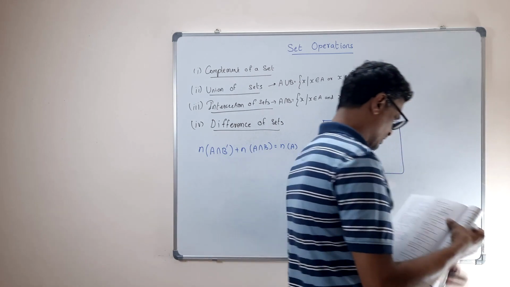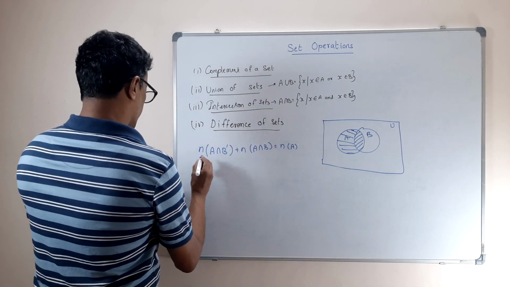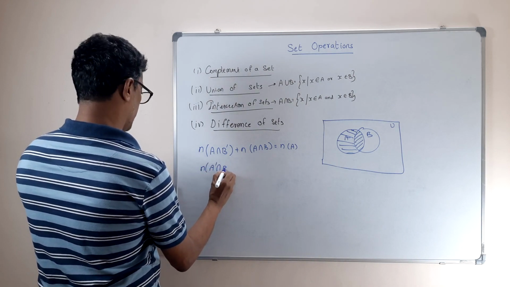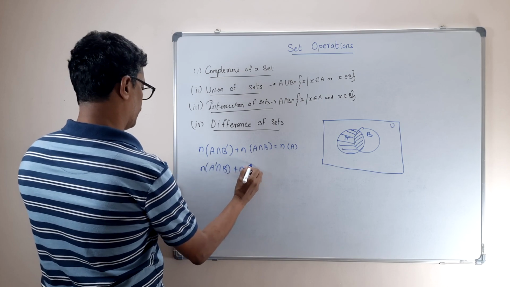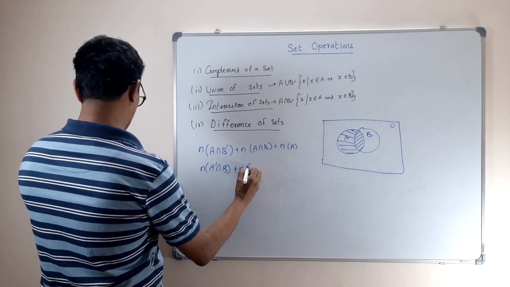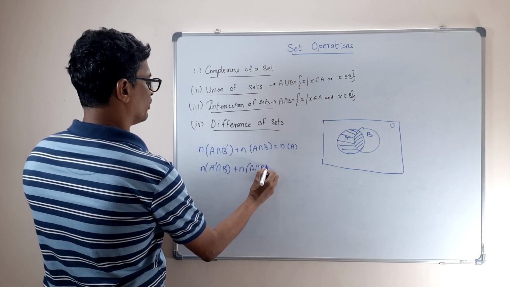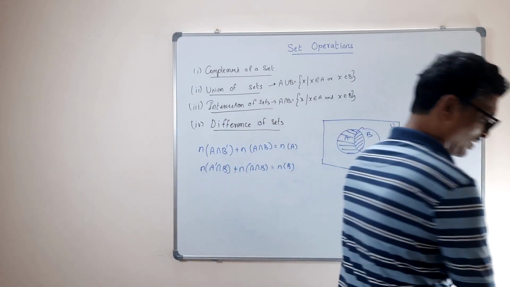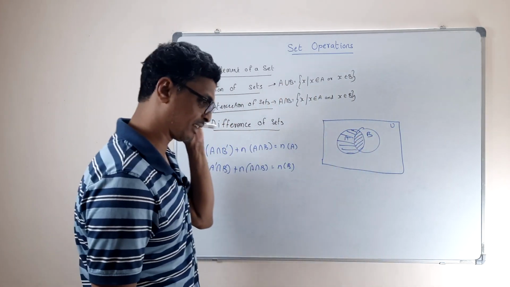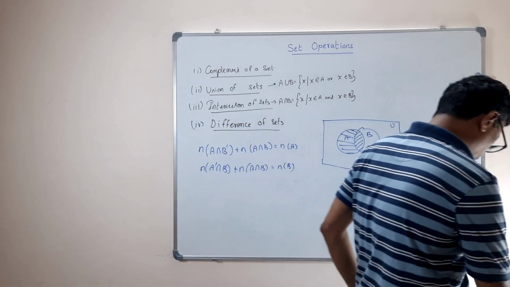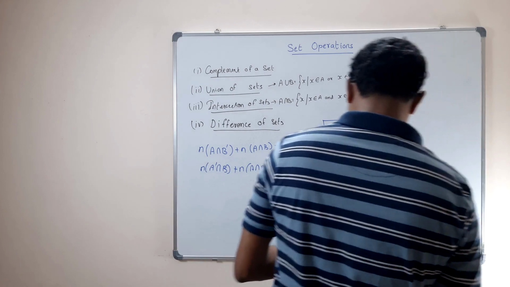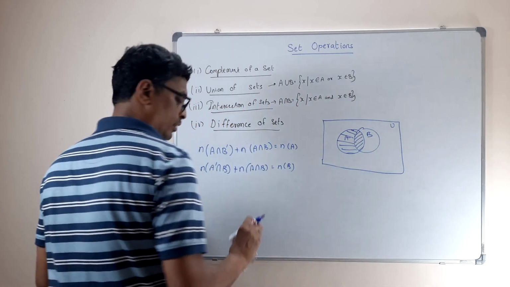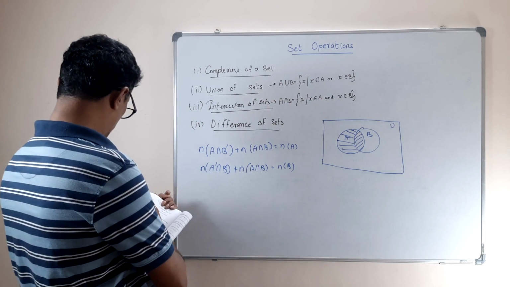And then N of A complement intersection B plus N of A intersection B will be equal to N of B. That's exactly the opposite, the same thing. Okay, you can work it out. That's one property. And actually there are some typos in your book, so this can be one of them. I'm not sure which other things have a typo.